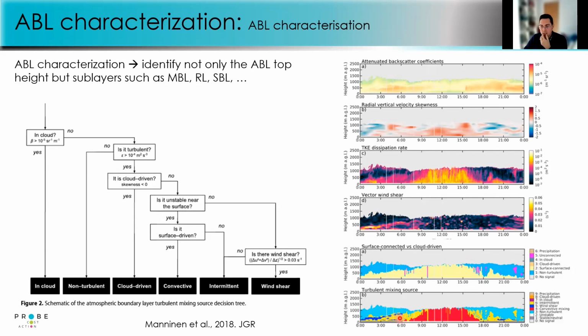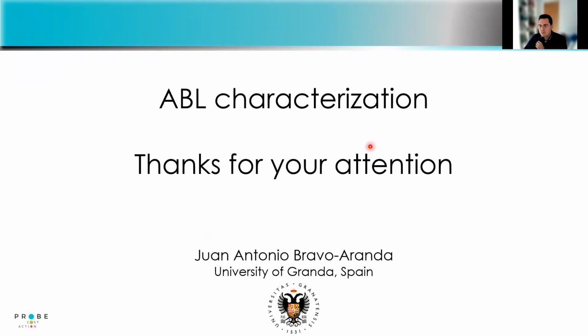It's like an intermittent region, and the skewness of the vertical velocity is also used to determine if convection is driven by the surface or by clouds, which is also an important step in this kind of ABL characterization. And I think that's all from my side. Thank you for your attention.